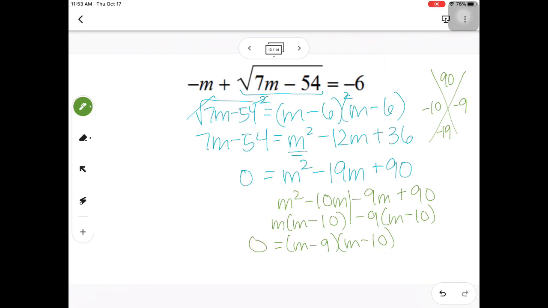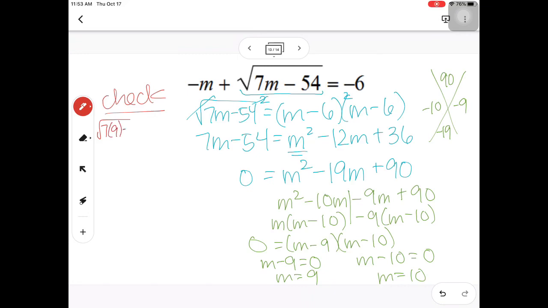This is what you should get once you factored it, but feel free to slow the video down or pause it to make sure you got all that. And m minus 9 equals 0, m minus 10 equals 0, and m is 10 and 9. Again, you do have to check it. You can check it at any point before you squared both sides. So say I want to check it after I moved that m. I would do it here, so square root of 7 times 9 minus 54, that should equal 9 minus 6. And I'm also going to check square root of 7 times 10 minus 54, and that should equal 10 minus 6.